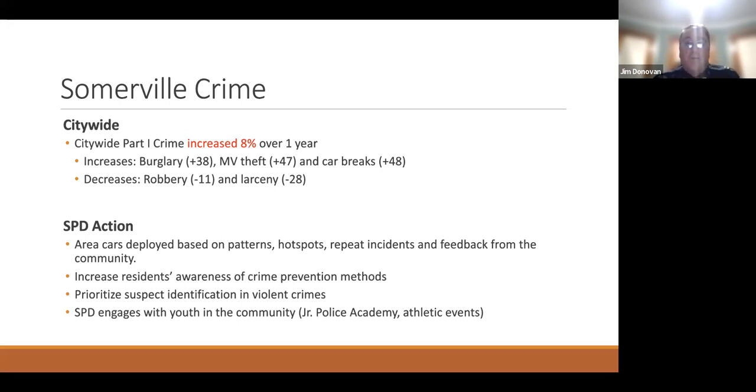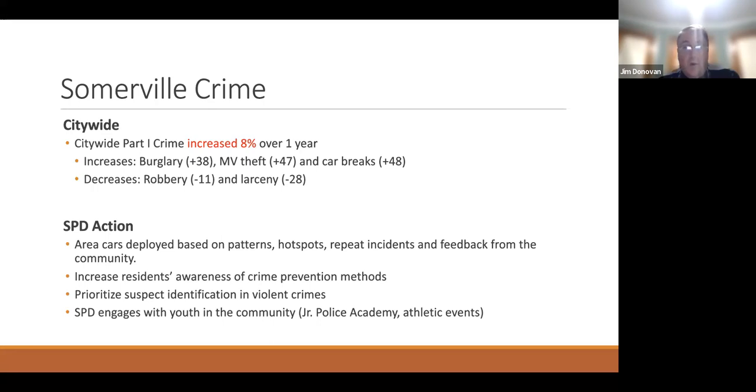What do we do in situations like this when we do see these increases? Well, it's my responsibility to deploy our cars where our crime is. We work with our crime analysis unit, and we move our vehicles, our area cars, where we see the crime based on patterns, hotspots, repeat incidents, and feedback from the community as well. We hope to increase community awareness with crime prevention methods. I'll touch on that in a little while with another slide. We do prioritize victim identification in violent crimes.